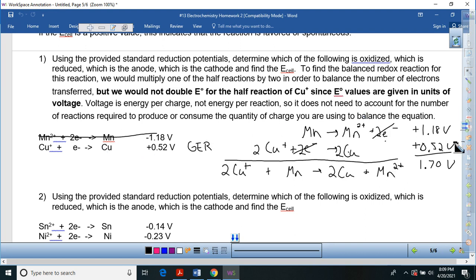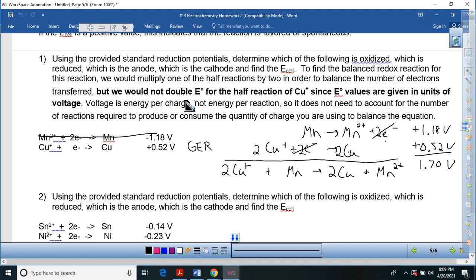Okay, notice I did not do anything to the voltage when I changed the number of electrons. And that's because you can kind of think of this like temperature or flow of water. It's not going to be dependent on the number of atoms. The voltage is the voltage. It's the energy per charge, not energy per reaction. So we do not have to account for the number of electrons when we balance the equation.